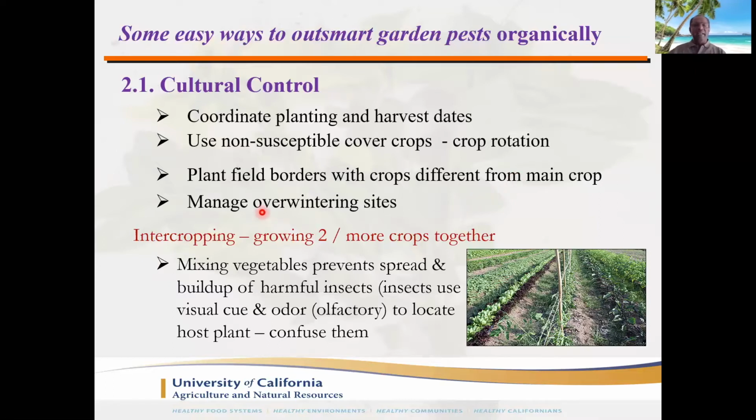So another one, manage overwintering sites, okay? Sometimes you will see it. Insect pests will be staying in your garden on debris or on something inside the area. So do not let those happen. Collect them and burn, or maybe use them for compost. So as you can see in here, intercropping also, not only planting around the border, you can mix your vegetable with other crops.